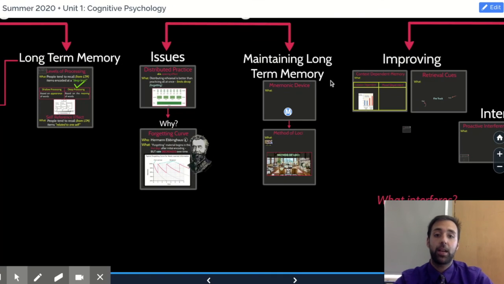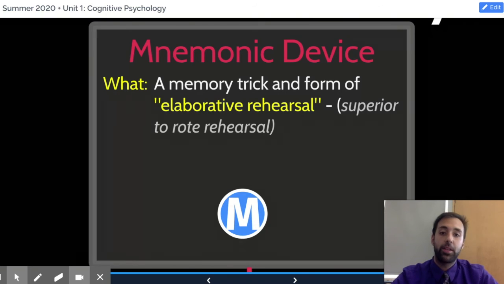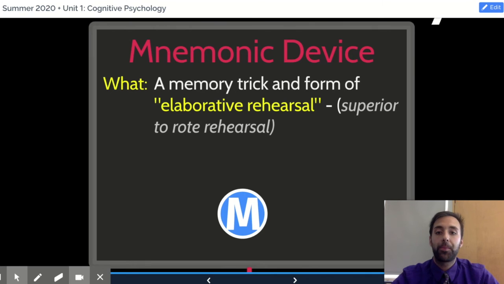The final little bits to talk about are under the category of maintaining long-term memory, and then that is where we will end the concept map for today. Throughout the first 10 concept maps, you've seen this letter M a few times. And this is one of the psychology Prezi symbols that we'll use throughout the year. The letter M technically stands for mnemonic device.